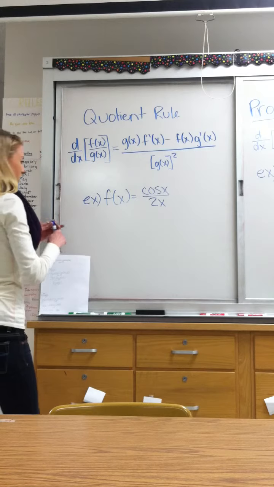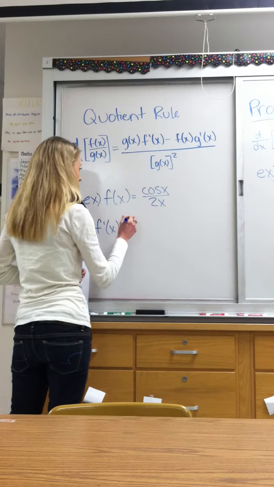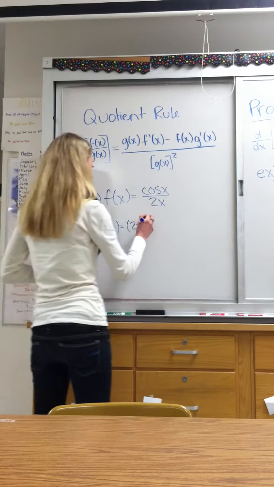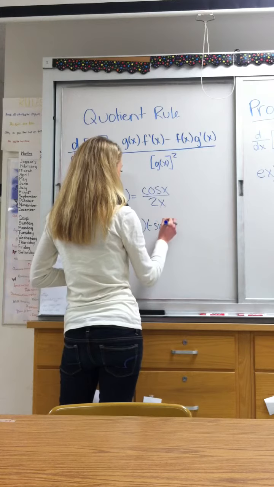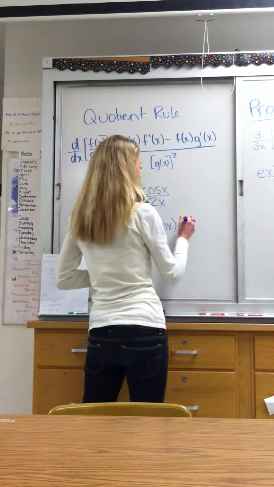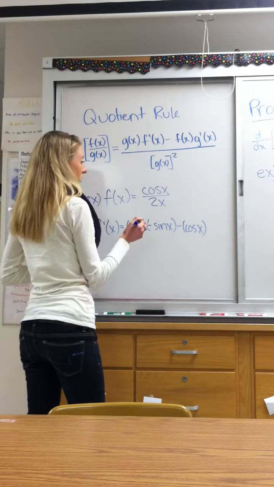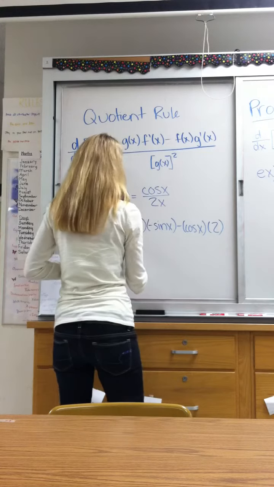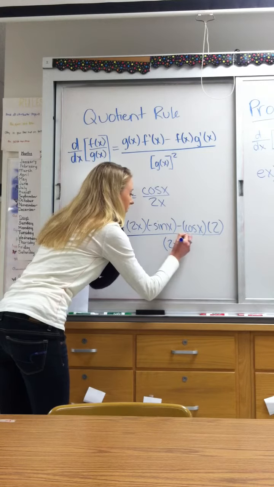So same thing, we're going to take the bottom, which is 2x, times the derivative of the top, and the derivative of cosine x is negative sine of x, minus the top, which is cosine x, times the derivative of the bottom, which is just 2, all over the bottom squared.